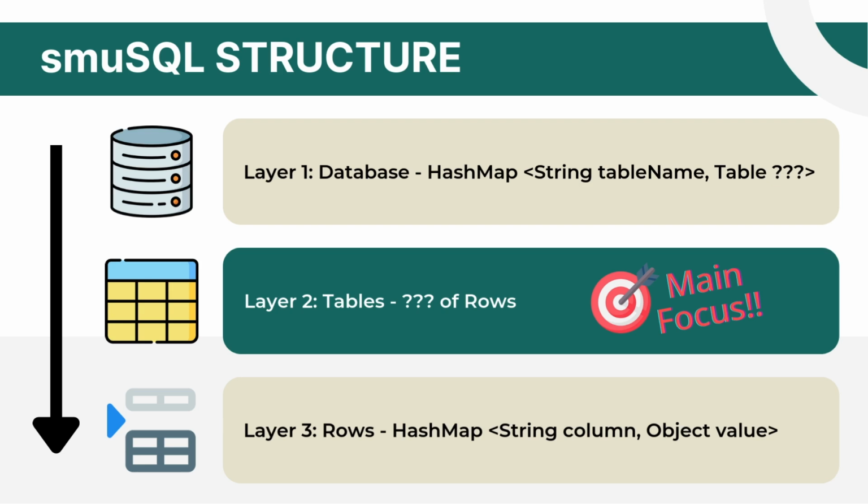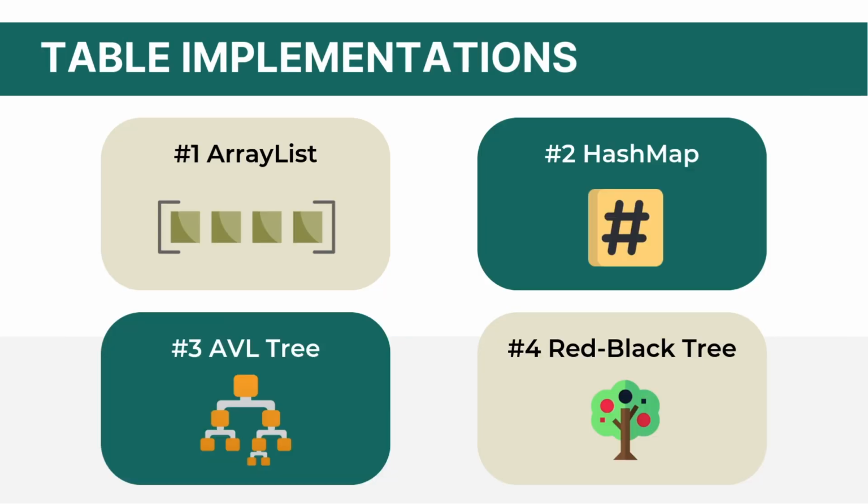Layer 1 will be the database, consisting of a hash map of table names to the table implementations. Layer 2 will be our table implementations, and layer 3 will be the rows, which are columns and values in a hash map. So we have 4 table implementations: array list, hash map, AVL tree, and red black tree. Our project emphasizes finding out the efficiency at the table layer, analyzing how the different data structures impact the SQL operations.